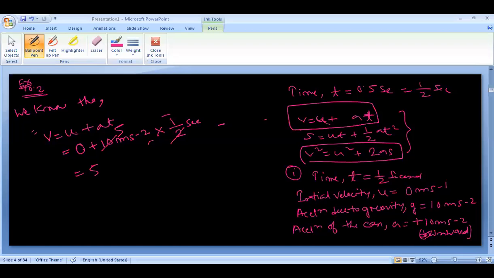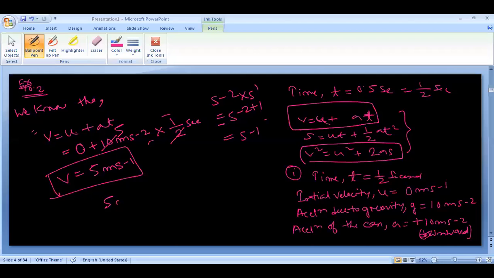Now see, second to the power minus 2 into second to the power 1. When you simplify, it will be minus 2 plus 1, so it will be minus 1. Clear? So the unit is meter per second. So this is the final velocity. That means the car will strike the ground, so what is the speed of the car on striking? Hence the speed of the car on striking the ground is 5 meter per second. Clear?